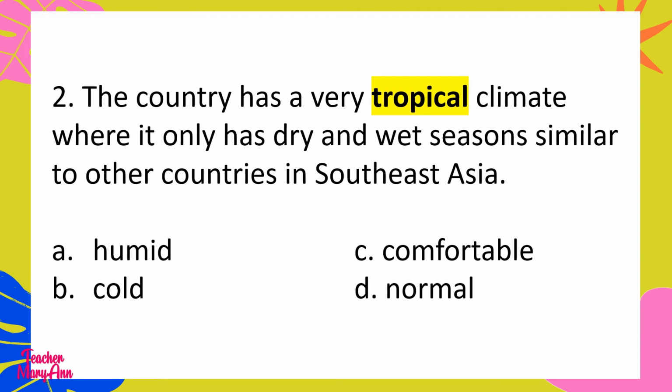Number 2. The country has a very tropical climate where it only has dry and wet seasons similar to other countries in Southeast Asia. Tropical means A. Humid, B. Cold, C. Comfortable, D. Normal.